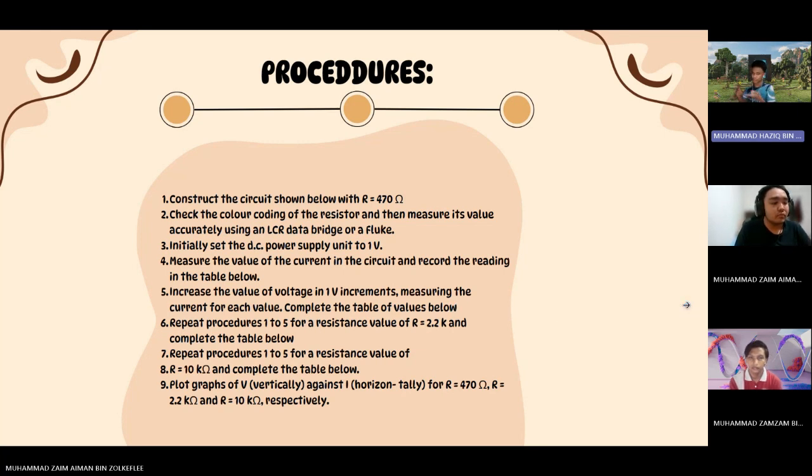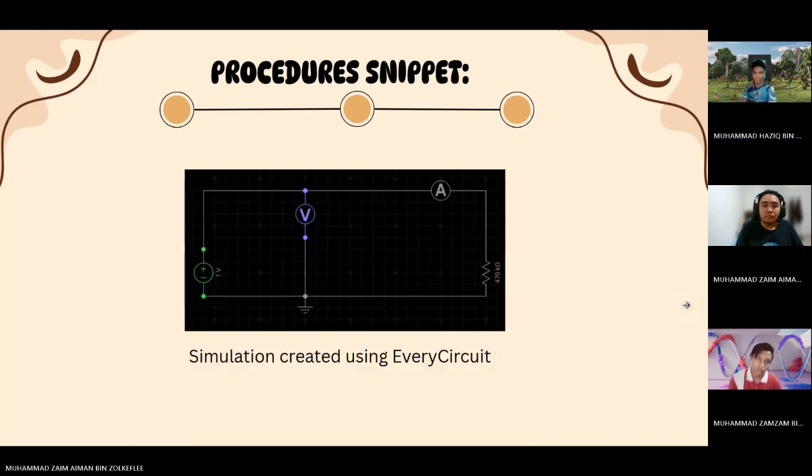Complete the table value below and repeat procedures 1 to 5 for the 2.2k resistance, and then for the 10k resistance too. And then plot the graph of V vertical against I horizontal for resistance 470, then for resistance 2.2k, and then for resistance 10k. And for the next slide, please. So for the simulation, I use a circuit simulator. Next slide, please.